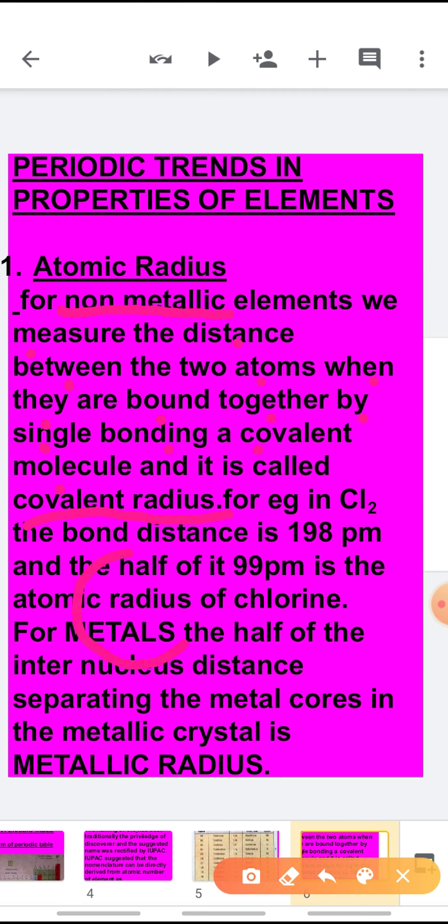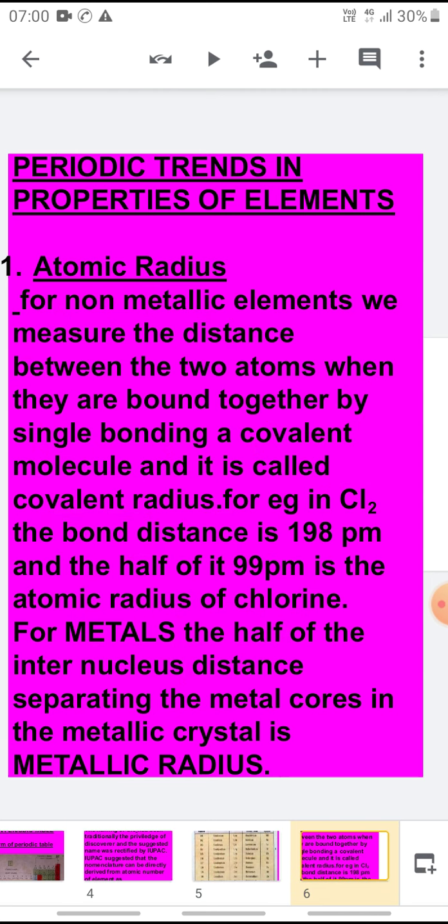For example, this is one chlorine atom, which is a non-metal. It is bonded to another chlorine atom, forming the Cl2 molecule. In these two, we take the distance between the two nuclei and take half of it as the atomic radii of the chlorine atom. Here it is given that the internuclear distance between the two atoms is 198 picometer. So half of it, 99 picometer, will be taken as the atomic radii of chlorine.